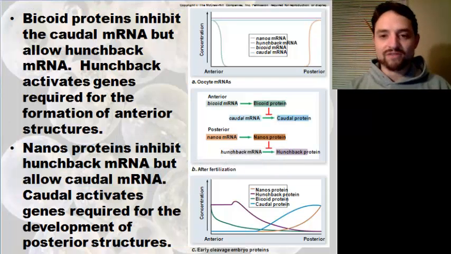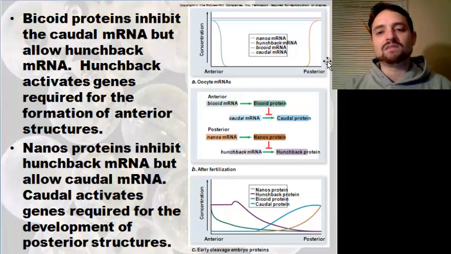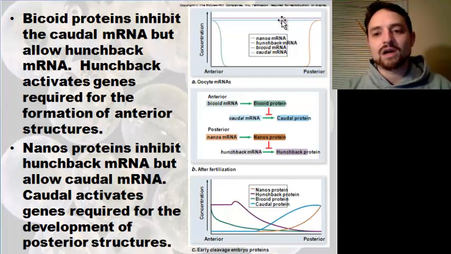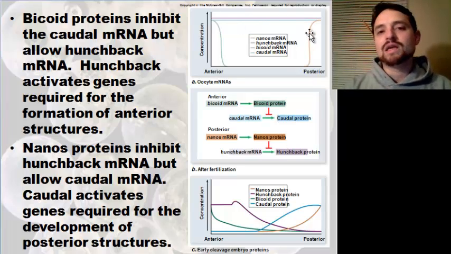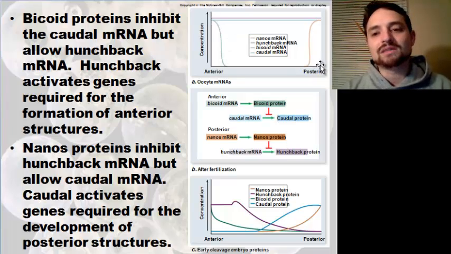You can see this graphically over here on your screen to the right. These are figures that are in your book, and you can look them up. Here you've got hunchback and caudal mRNA. Both of them are present pretty much everywhere in the cell. But notice that only at the anterior side is bicoid mRNA present. At the posterior side, only nanos is present.